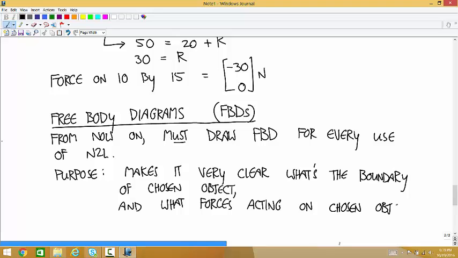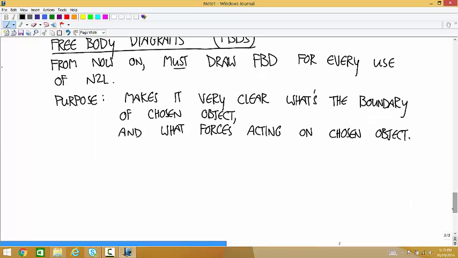When we use Newton's second law, I've already been doing something that has kind of the same idea as the free body diagrams. I always drew the chosen body and then drew all the forces acting on it, and that's basically what a free body diagram is, but there's going to be some rules about how to do that. So here are the steps for drawing a free body diagram.